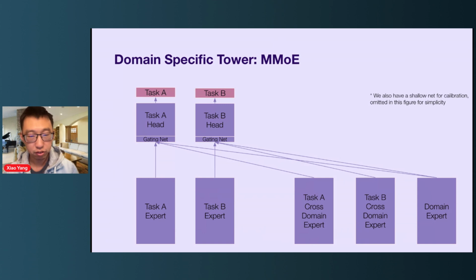After we have those experts, we use a gating network to decide how to weight the different experts, so it's a mixture of experts. And after the gating net, we have a separate head for each task. And finally, we have the prediction for each task. We also have a shallow neural network for calibration, which is omitted from this figure for simplicity.